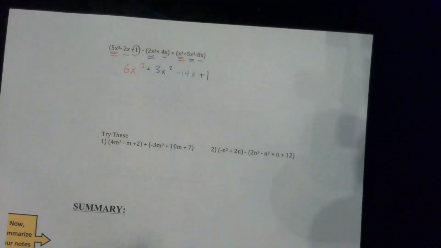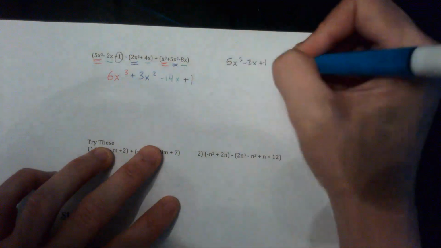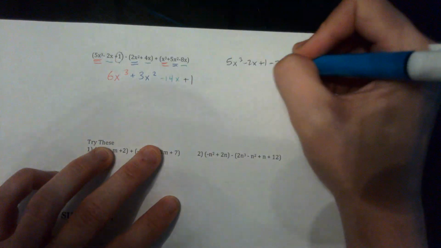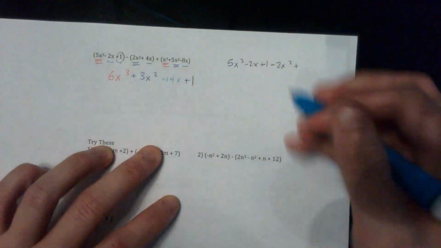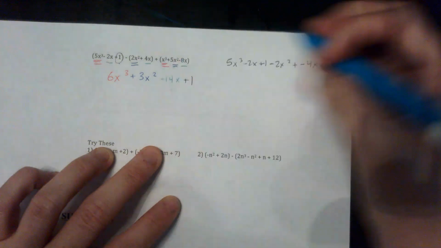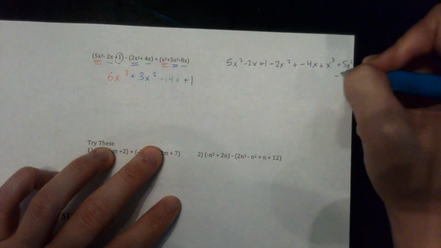If we want to do it the other way, so we have 5x cubed minus 2x plus 1. And I'm just going to write it all. I'm going to distribute this one. So we have a negative 2x squared plus, whoops, that's a negative 4x. And then these are all pluses, so we keep them the same. x cubed plus 5x squared minus 8x.